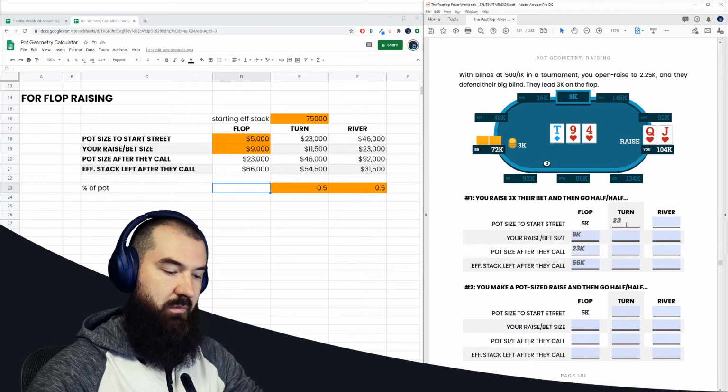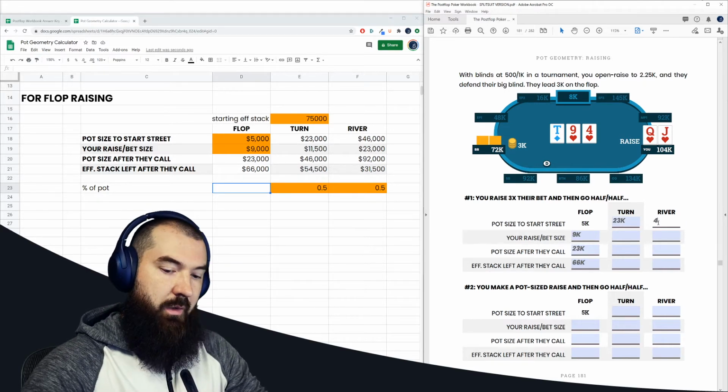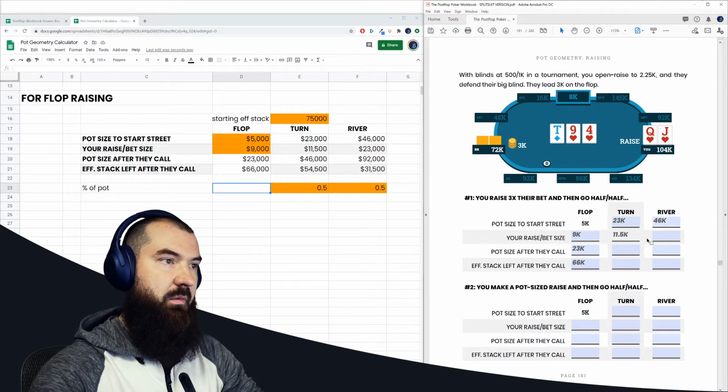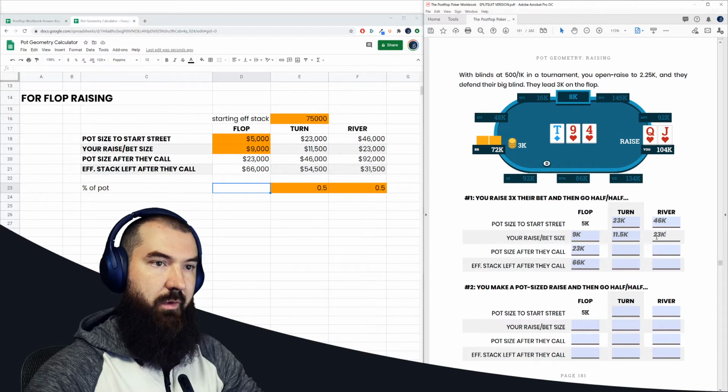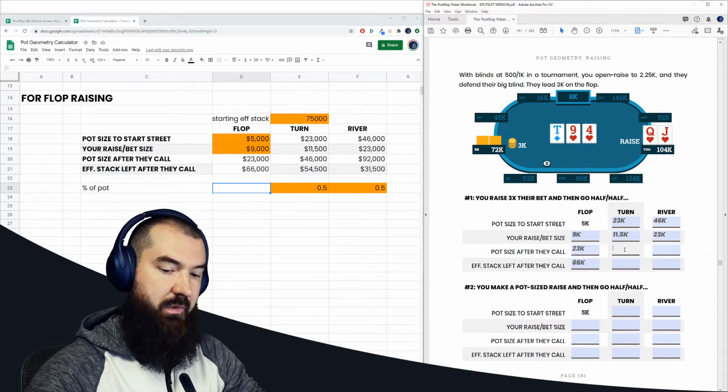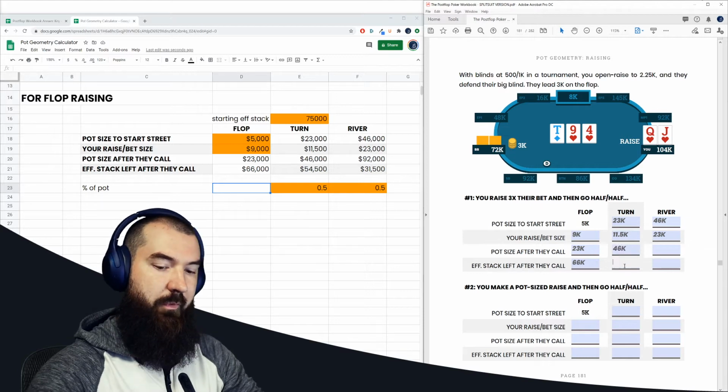23k, 23k, 46k, 11.5k. And you can do this however you want. If you don't want to use the K, you want to just write out a bunch of zeros, that's totally fine. Whatever works for you, whatever you're comfortable with.